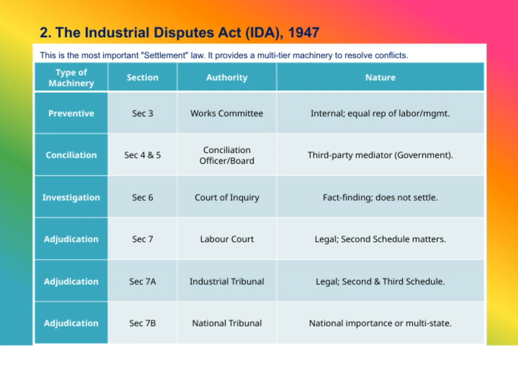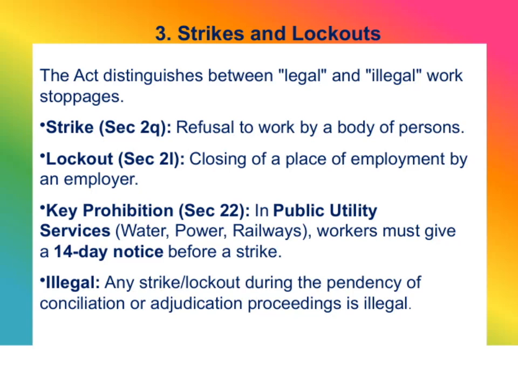Overall, this multi-tier system ensures that disputes are addressed at various levels, from internal committees to national tribunals, making the process comprehensive and structured. Now let's talk about strikes and lockouts. The Act makes a clear distinction between what's considered a legal work stoppage and what's illegal. A strike, defined under Section 2Q, is essentially when a group of workers refuses to work. It's a collective decision to halt work, often to press for certain demands or protest conditions.